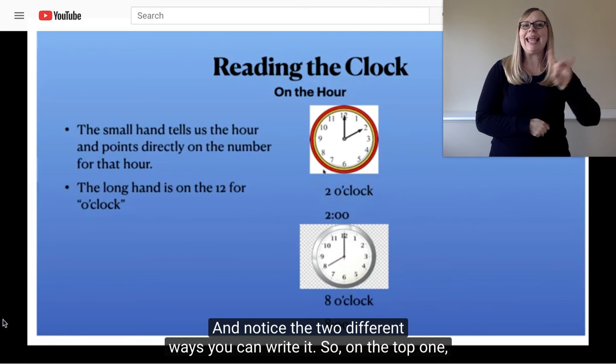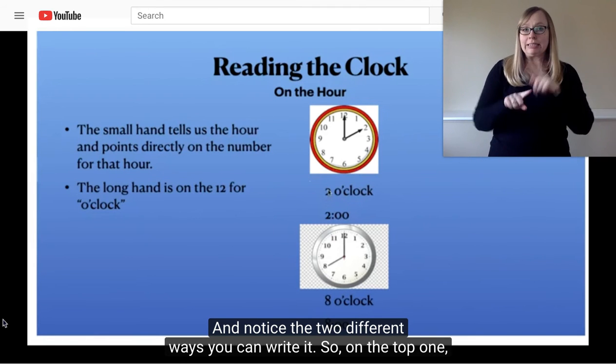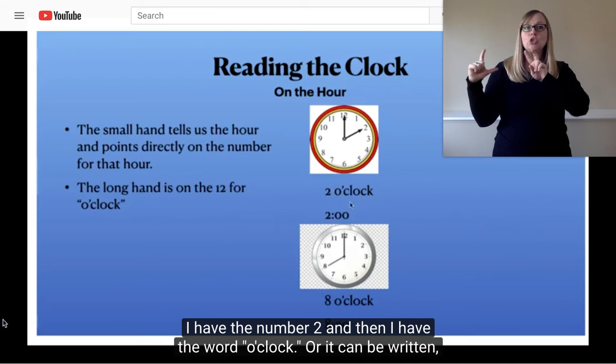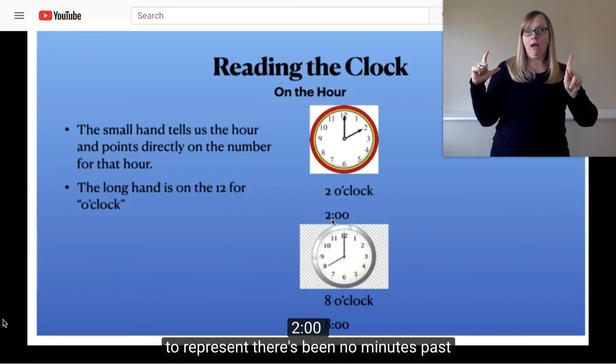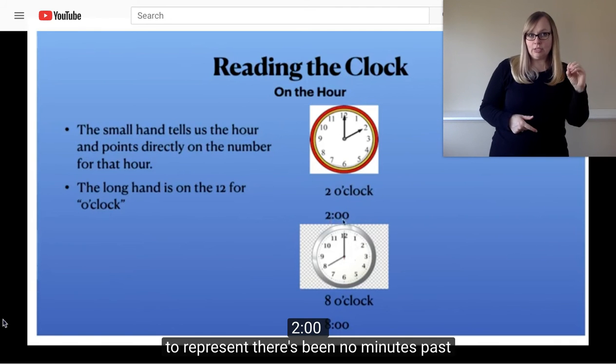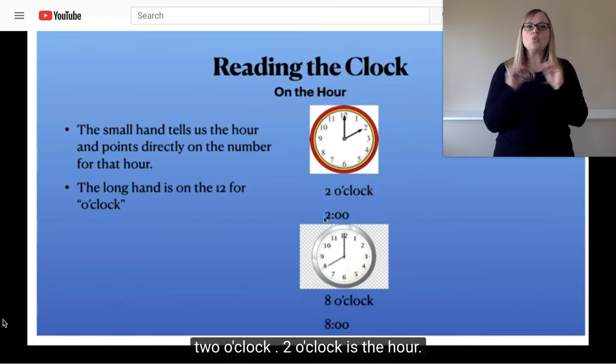And notice the 2 different ways you can write it. On the top one, I have the number 2, and then I have the word o'clock. Or it can be written 2 with a colon and 2 zeros to represent there's been no minutes past 2 o'clock. 2 o'clock is the hour.